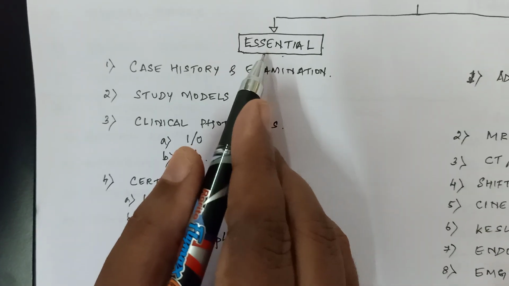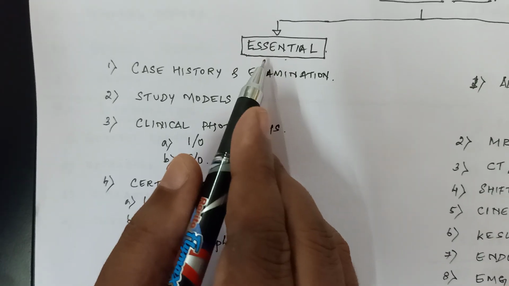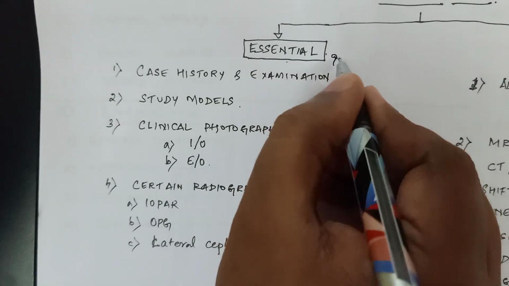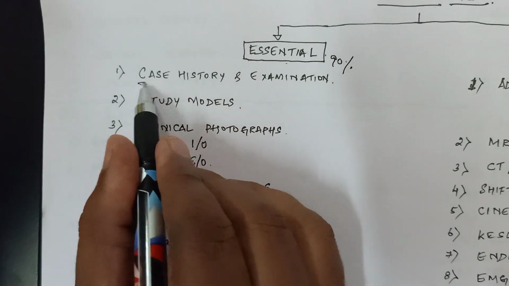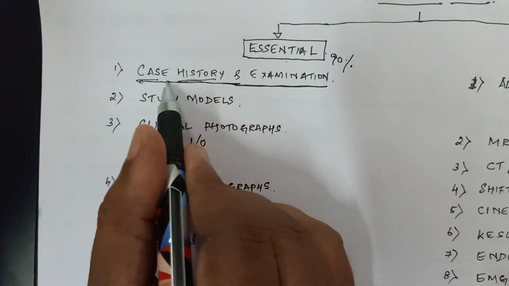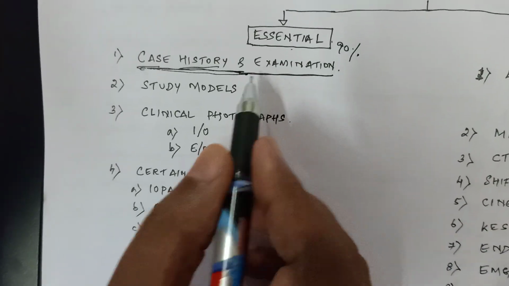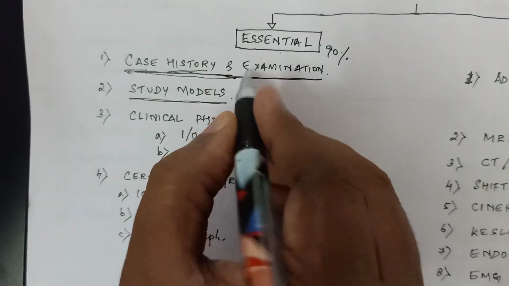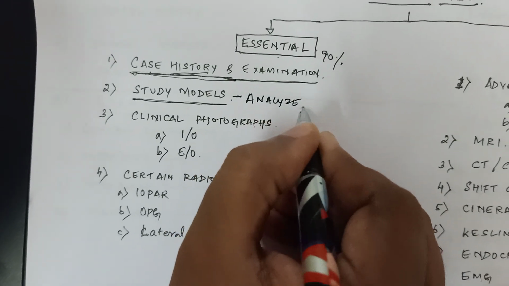Now, essential means something which is done for all the patients. Almost 90% of patients you have to use all these diagnostic aids for. For example, first one in that is case history and examination. This is the very important part, because this will decide most. This is almost 60% of the diagnostic aids. Then you have study models. So you take study models, and we also have a section where we analyze the models, which is called model analysis.